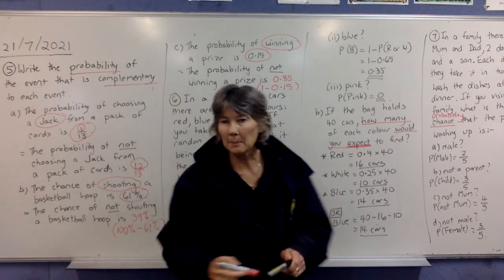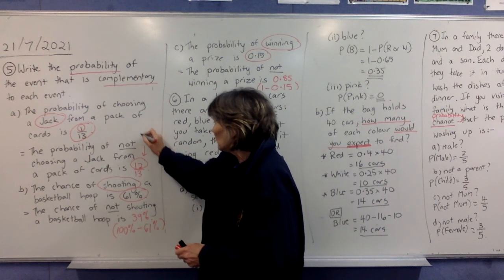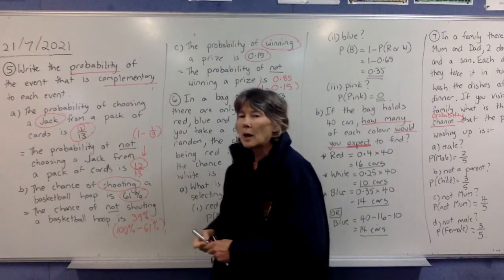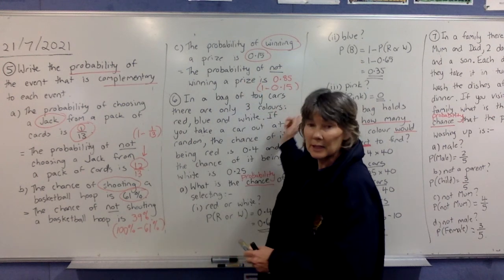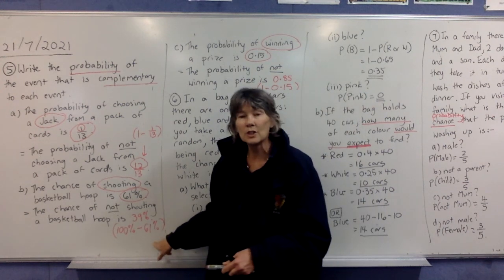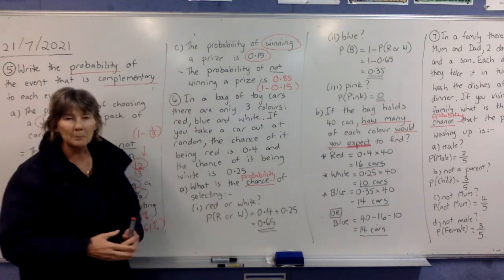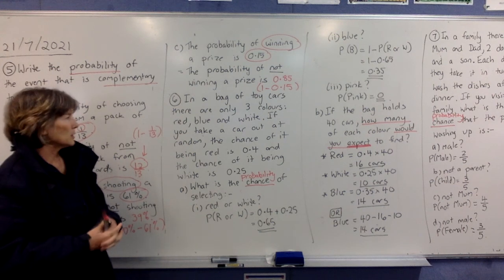Okay? Same back at this first question here. You could have done this one here by doing 1 take away 1 over 13. So most of the time you're going to do 1 take away the fraction, 1 take away the decimal, but in the percentages it's 100% take away the percentage. Okay, so they're a bit tricky, but when you practice them, you'll get better at those.